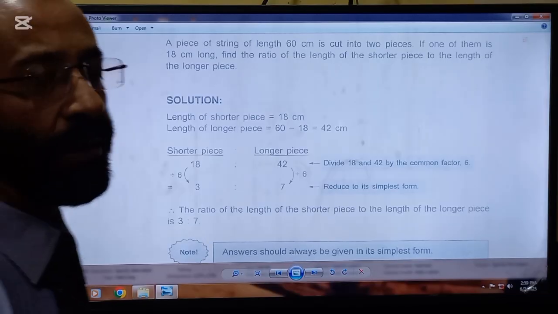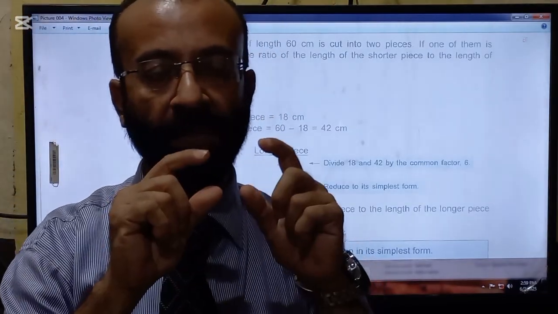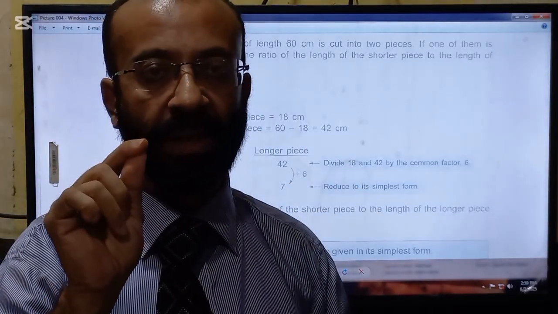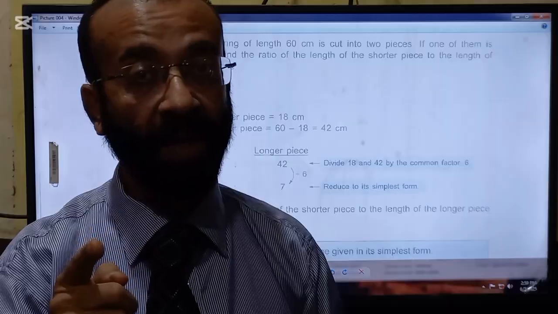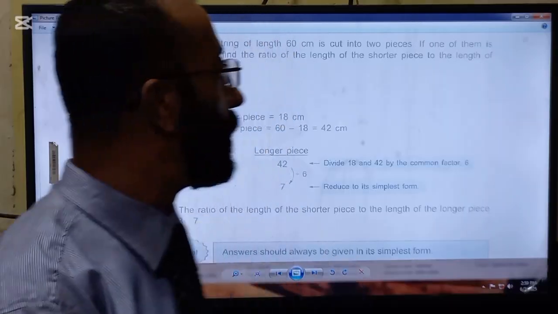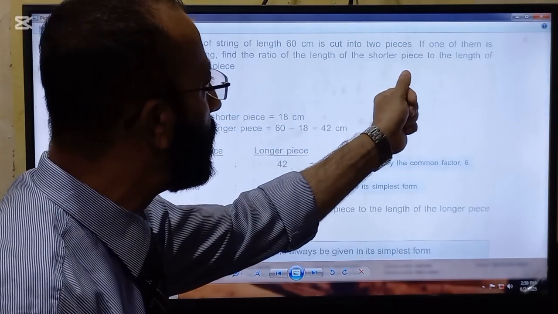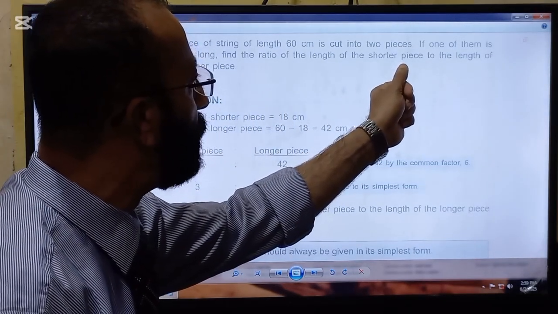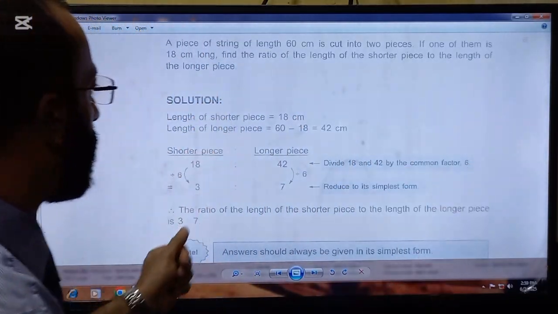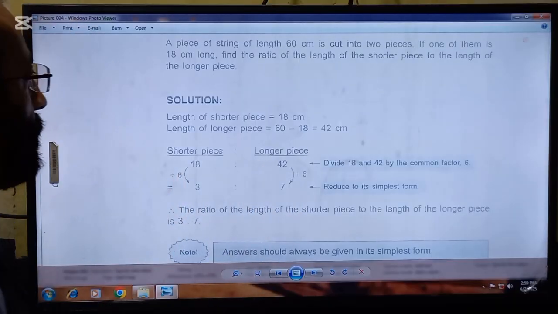Okay, now the thing which is important in these kind of questions, you have to be very careful about the wording of the question. The thing which is coming first should be written first, and the thing which is coming later should be written later. So look now, find the ratio of the length of the shorter piece. So it means shorter piece will be written first to the length of the longer piece, and longer piece will be written later. So look now, shorter piece, ratio, longer piece.